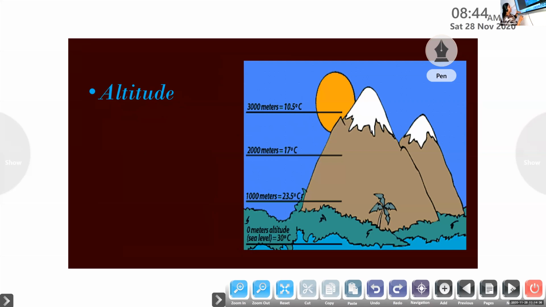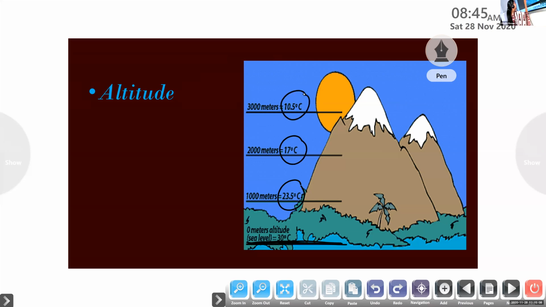When we measure the height of a place, how do we measure it? Based on sea level, right? This is the sea level. From sea level, how much is it? That is the measurement of a place. So here altitude means height. As we go higher and higher, what will happen to temperature? It decreases.